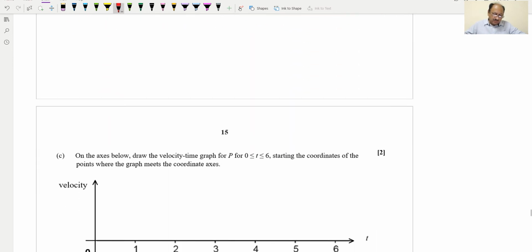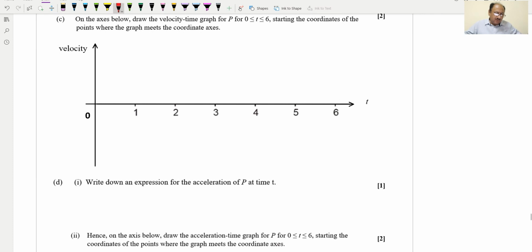So this is done. Now for the C part, they are saying on the axis below draw the velocity time graph for 0 to 6, stating the coordinates of the points where the graph meets the coordinate axis. The velocity equation, after taking the derivative ds by dt, is v is equal to 3t squared minus 16t plus 5. So this was our equation.